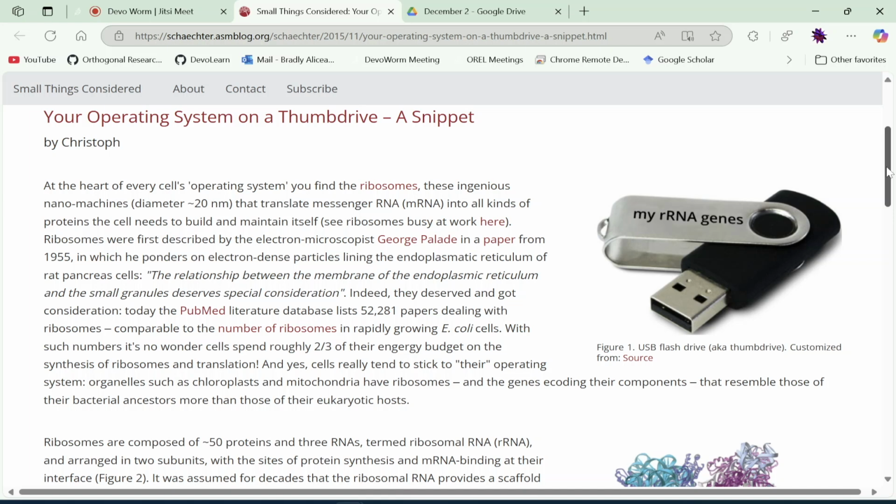These ingenious nanomachines of about 20 nanometers in diameter translate messenger RNA, or mRNA, into all kinds of proteins the cell needs to build and maintain itself. So if you know the biology, you have mRNA molecules that are basically transcripts from a gene. They get fed into this machinery.